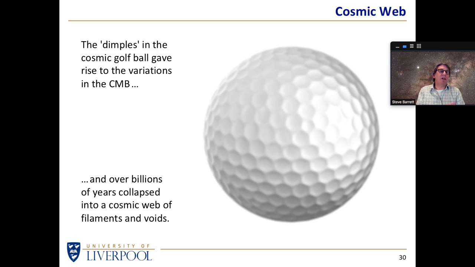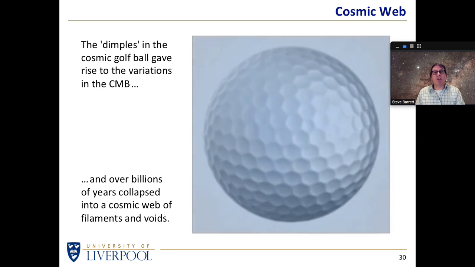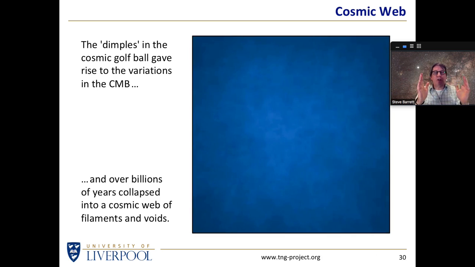We can get an idea of what actually happens to the dimples in the golf ball if we do a simulation. If we take a patch, a small cube full of hydrogen, but we allow it to have slightly different density or slightly different temperature in different parts, and we simply let gravity do its stuff. If it was perfectly uniform, nothing interesting would happen. But if we have slight variations in density, and then we simply let gravity do its stuff for the next few billion years, what do we see?